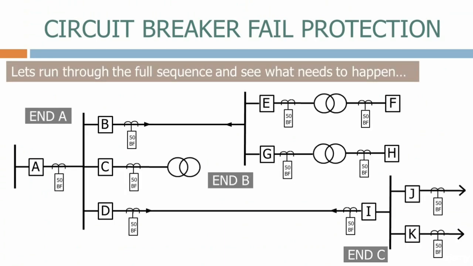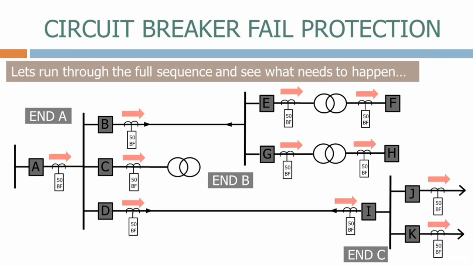Let's run through the full sequence and see what needs to happen. Firstly, let's see what happens if the network is operating normally. Let's now close the circuit breakers. A fault has appeared on the feeder connecting end A and end B.